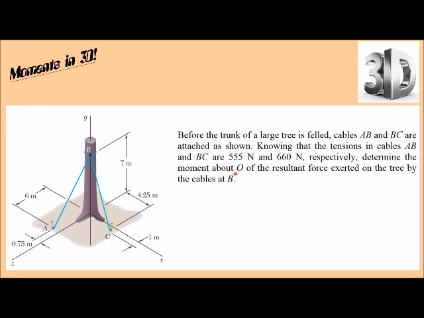Find the moment around O. This is the moment around the origin of our coordinate system. So we're going to uproot the tree right here at the ground. And the resultant force exerted on the tree by the cables at B. So B, this is where the cables are actually pulling at the tree. The force is applied here, rotation is happening down here at the ground. So force is up here, rotation happening at the ground.